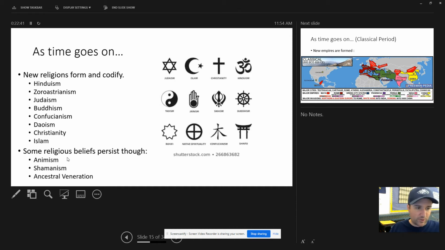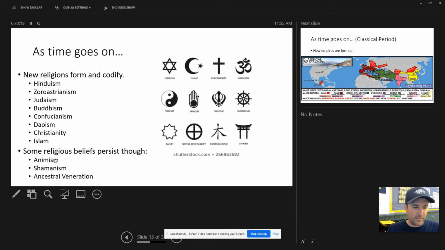Some religious beliefs do persist throughout, and even today you'll find some of these. It's much rarer today than it was in these times. But animism, which believed that essentially all living and non-living things had spirits to them. It's hard to nail down the exact beliefs of animism, because it's different for lots of different people around the world. A form of animism could look different in Western Africa compared to South America.